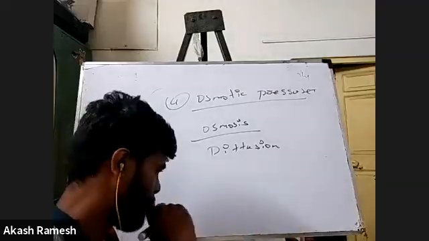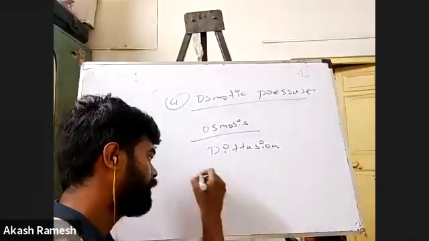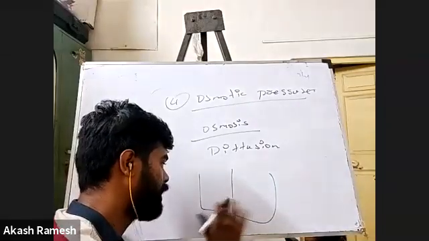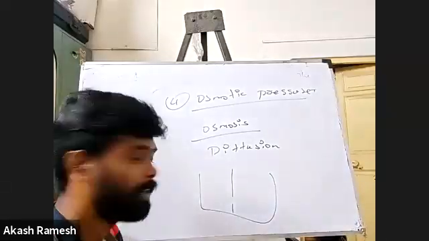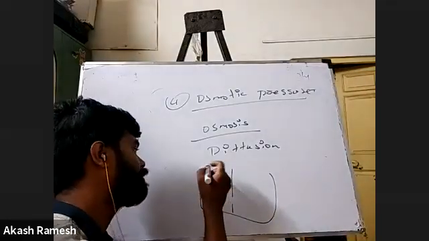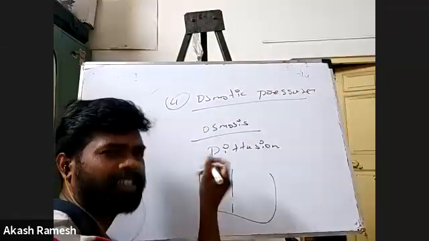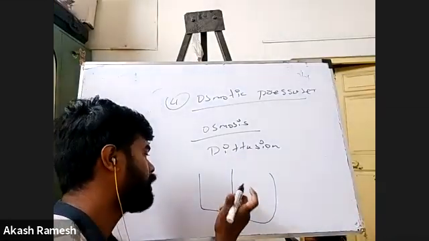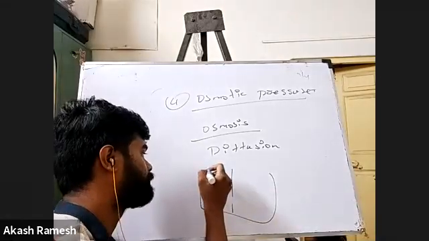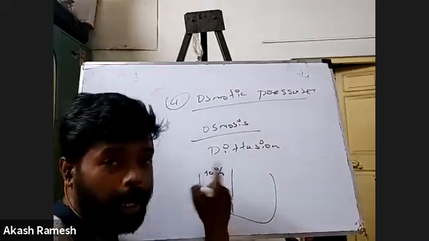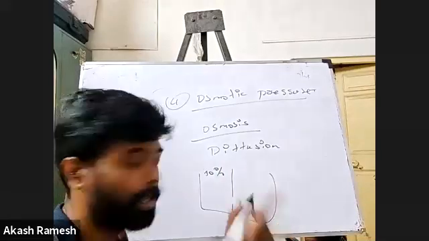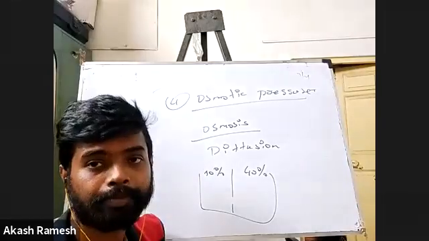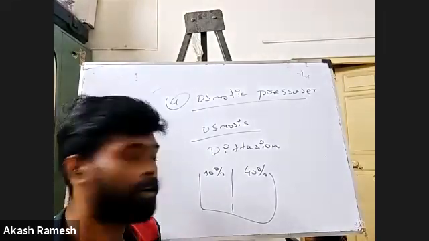Say I have a partition, and say here I have a hole. Say I have some aqueous solution, so I have some solution with me, and say I have 50% solution here. I'm talking about the mass percentages. Here I have 50% solution. Here say I have a 40% solution. Okay. Now what will happen?